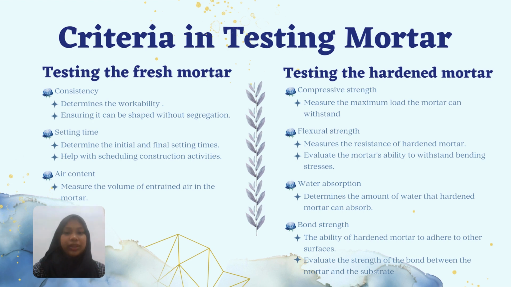Criteria in testing mortar. For fresh mortar testing, it focuses on three main aspects, which are consistency, setting time, and air content. Consistency. This determines the workability and ease of application. Tests like the flow table, slump, and flow cone measure the flowability and plasticity of the mortar, ensuring it can be shaped without segregation or excessive bleeding.